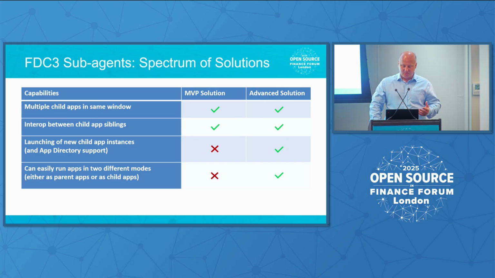There's a number of other things as well. I've only picked out a few, but another example of something that a more advanced solution might provide would be to make it easier to run our apps in two different modes, either in parent mode, so that you benefit from that strong isolation and you're comfortable using it for interop with third-party apps, but also potentially in child mode, where you want to embed it inside your own platform and you don't have the same need for that level of isolation.